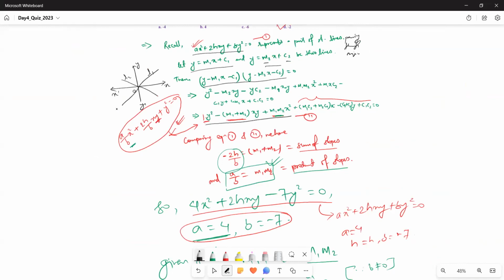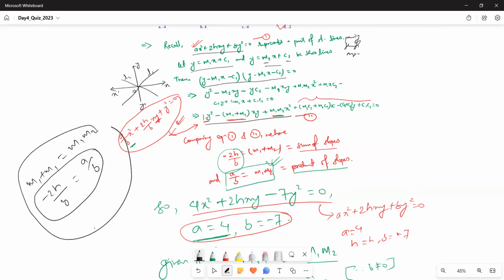The sum of the slopes and the product of the slopes are equal. So m1 plus m2 equals this, and then the sum of the slopes will be what? Minus 2h by b, and again this is a by b. So just do all these, substitute the values, and then you are done. In 4 steps maximum you are done.